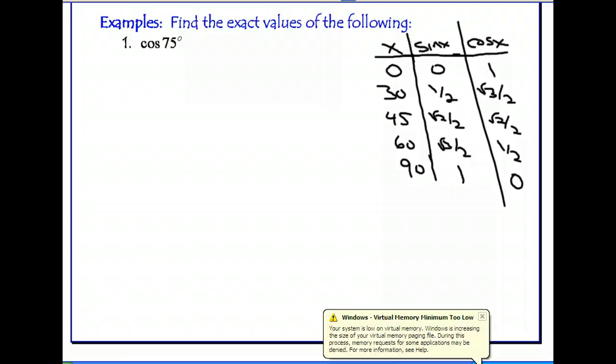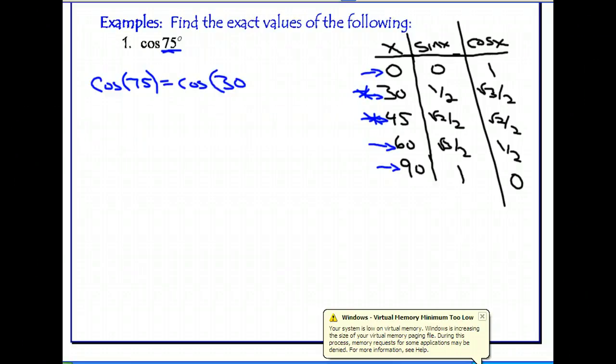Okay, question today is, what's the cosine of 75? And you look over here at your chart and say, I don't have a 75. I've got 90, 60, 45, 30, and 0. Those are the only ones I know. But when you look at those, you realize, wait a minute, 75, isn't that 30 plus 45? So you come back over in here and say, I know the cosine of 75. It's the cosine, in parentheses, of 30 plus 45.